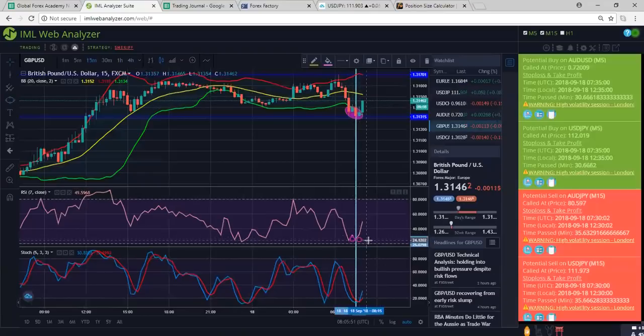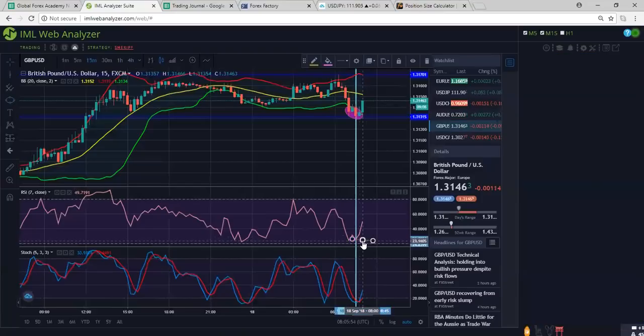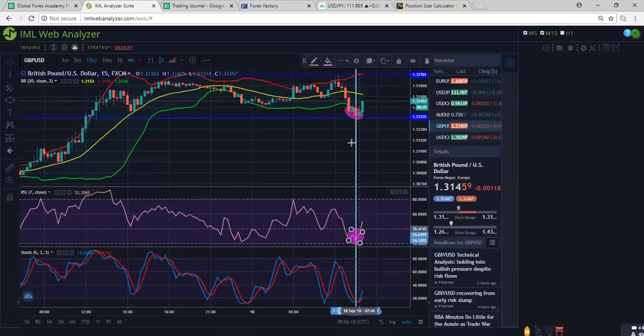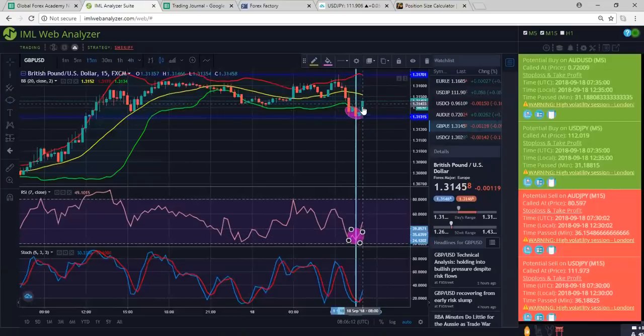So let me just highlight these areas for you so that you'll know what to look for. Okay. So notice here on your RSI, it hit the 24 level and then it's pointing up. Okay, everything is in sync with each other. And now let's just highlight our stochastic. We're gonna plot it here.